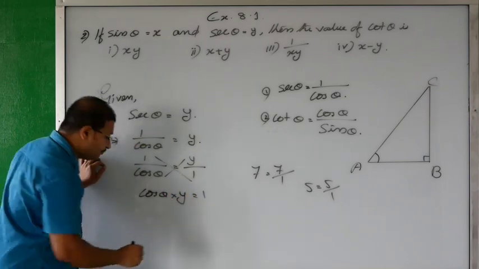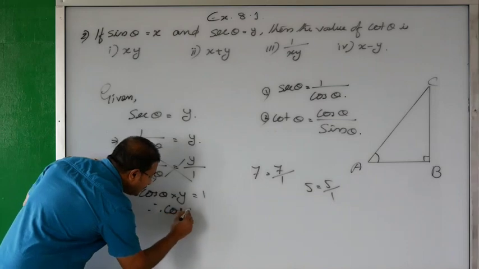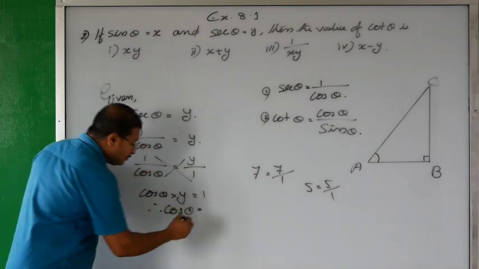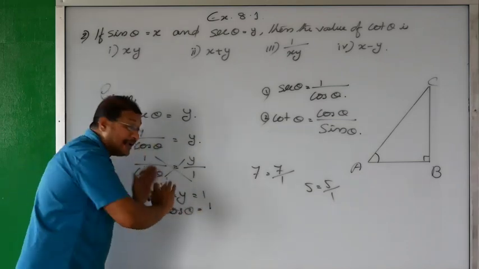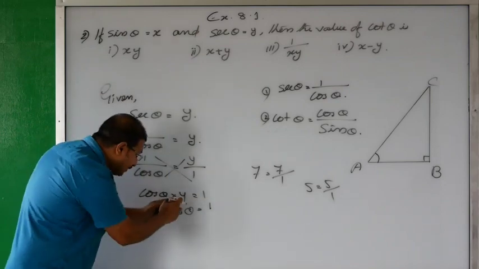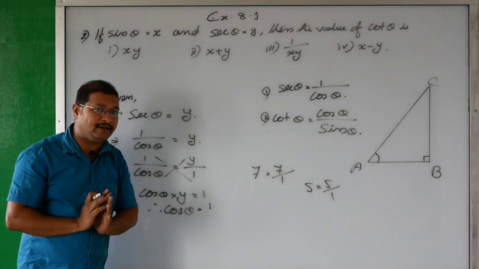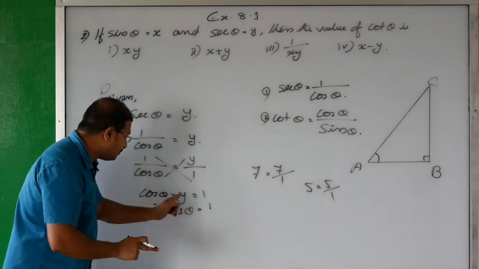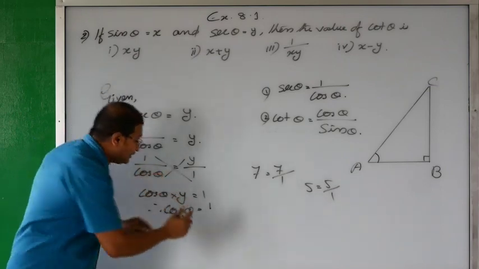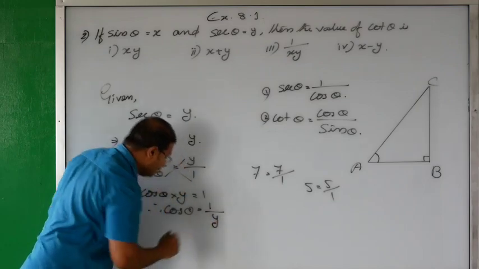1. Therefore, cos theta equals, 1 is already here, and I'm taking the y to the other side. See, y is multiplying here. The multiplication goes to the other side as division. That means 1 by y. We got it now.